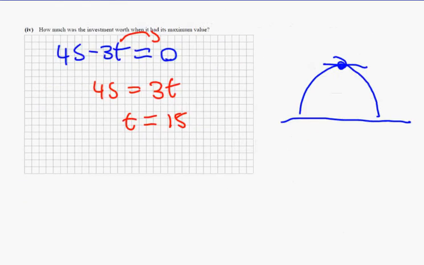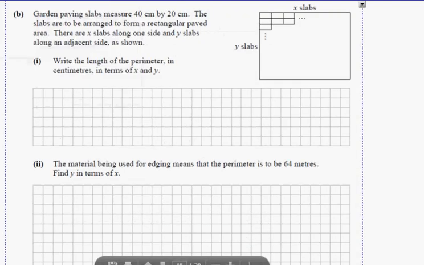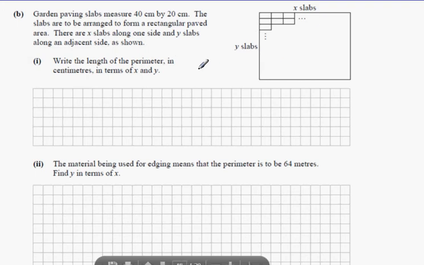Okay, now we're on to this one, part B. Lads, what happens is, if you had a slab, the slabs are arranged to form a rectangular paved area.